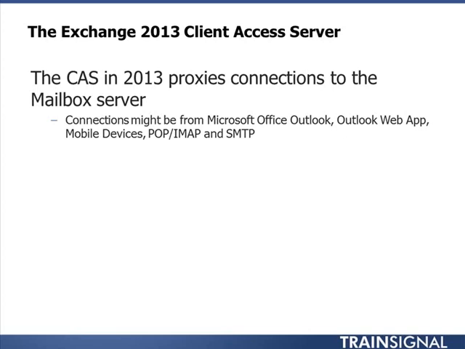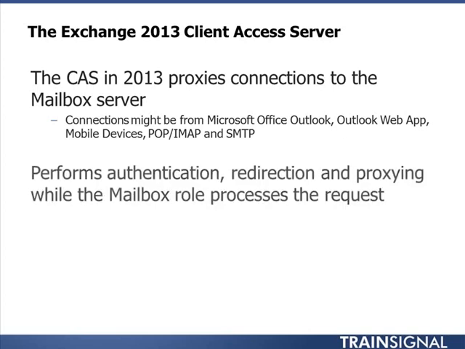So that's what the CAS role does. It enables clients to connect to Exchange. It performs authentication, redirection, and proxying, while the mailbox role processes the request once it gets that request. And the CAS server has two services, which we'll discuss in a moment: the client access service and the front-end transport service. The client access service provides the authentication and the redirection, and it works as a proxy to that mailbox server. But the front-end transport service offers the protocol, connection, recipient, and sender filtering, and it also helps to determine which server is the proper active mailbox server for the request that's coming in.